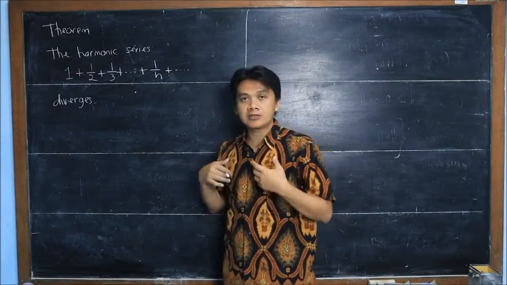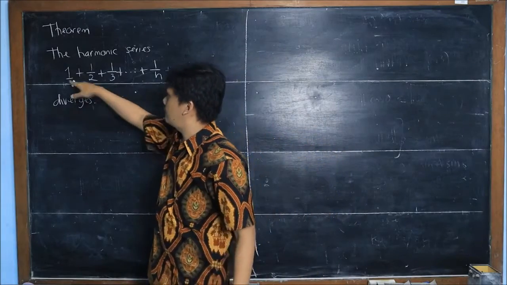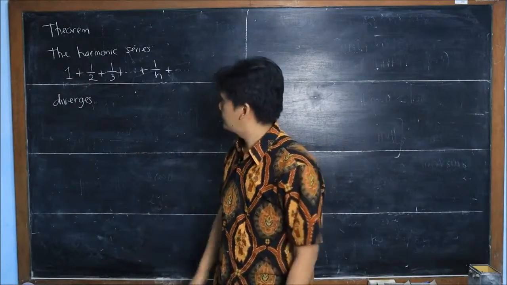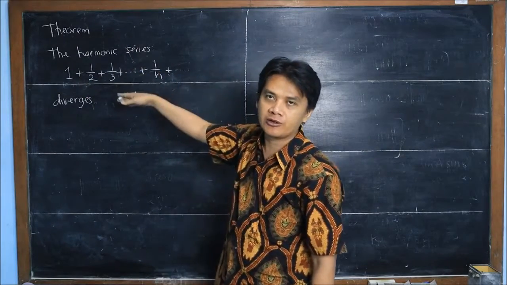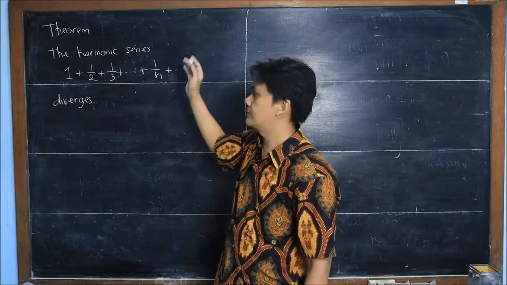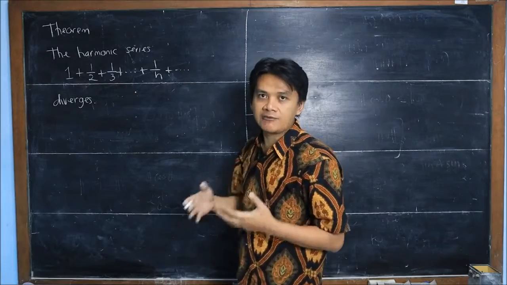In this video we're going to discuss the harmonic series, which is the sum of the reciprocals of the natural numbers. So the sum of 1 plus 1/2 plus 1/3, 1/4 and so on. And we would like to show that this series is divergent.